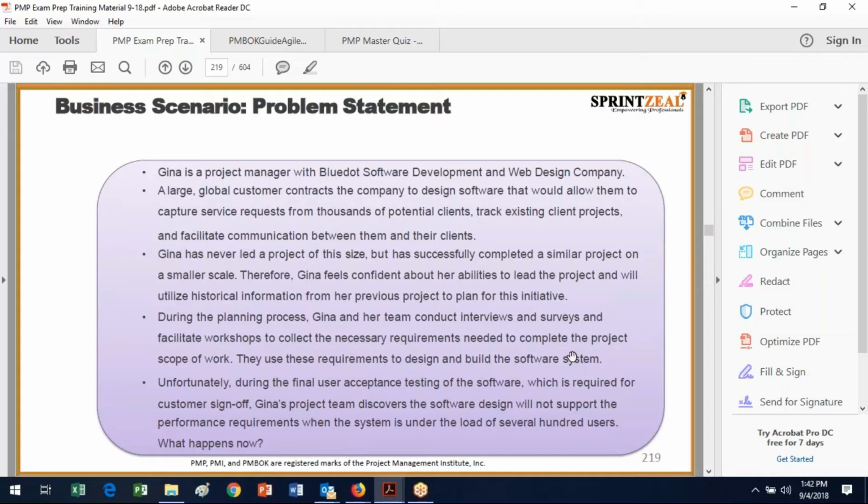Okay, so she discovers that the software system will not support the performance requirements when the system is under the load of several hundred users. What happens now?